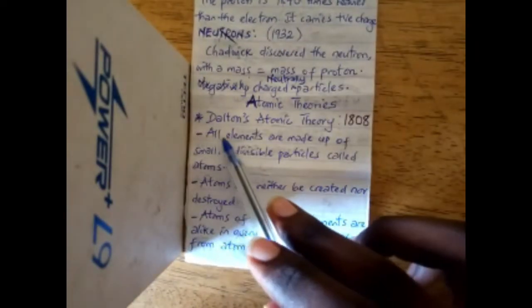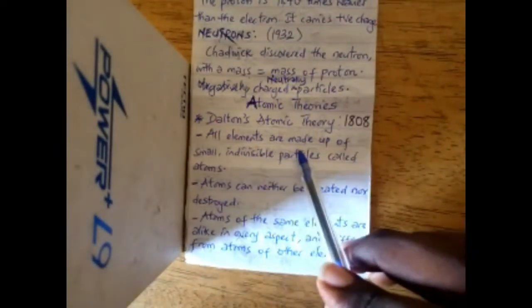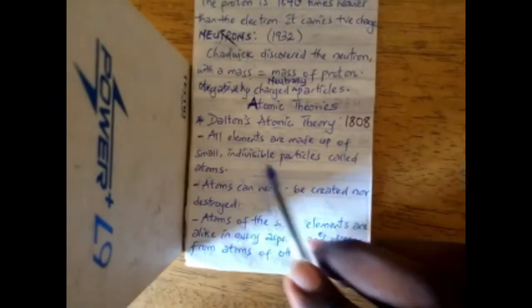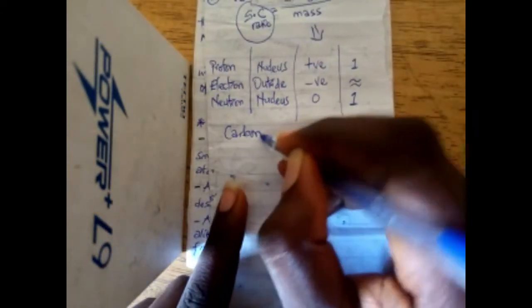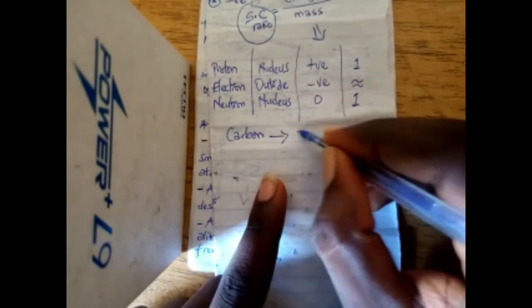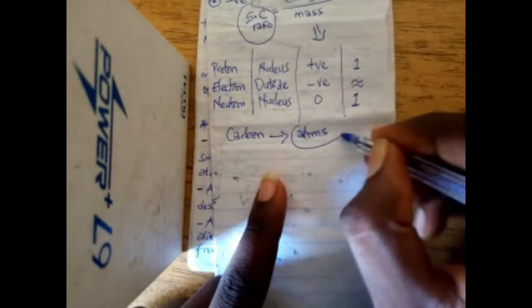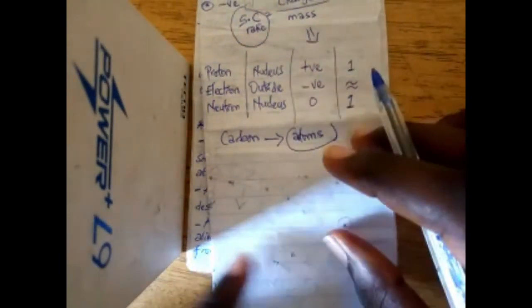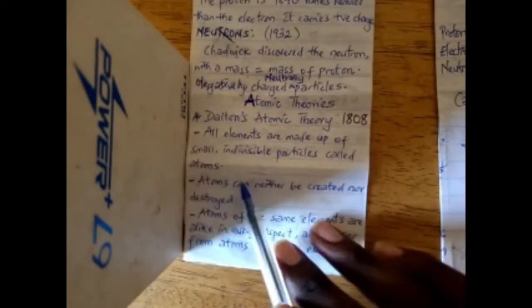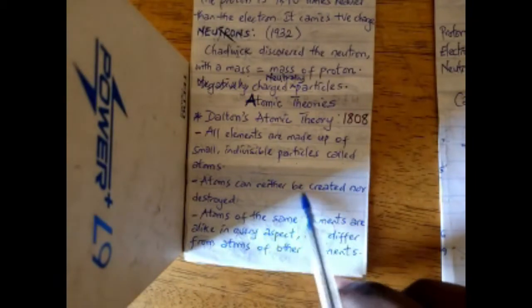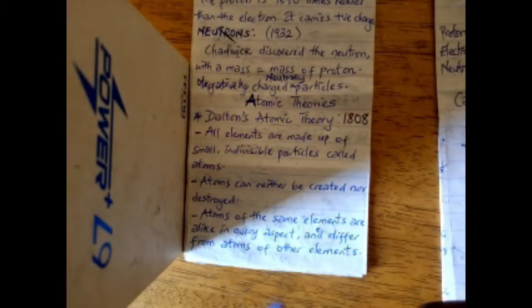The first postulate of Dalton's atomic theory is all elements are made up of small indivisible particles called atoms. So the first thing Dalton was able to put forward is that every element, say carbon for example, is made up of atoms. Like I said in subsequent classes, the atom is the smallest particle. So Dalton was able to establish this. So Dalton also established that atoms can neither be created nor destroyed. So he simply said atoms can neither be created nor destroyed, meaning that atoms are the smallest unit of any chemical reaction.